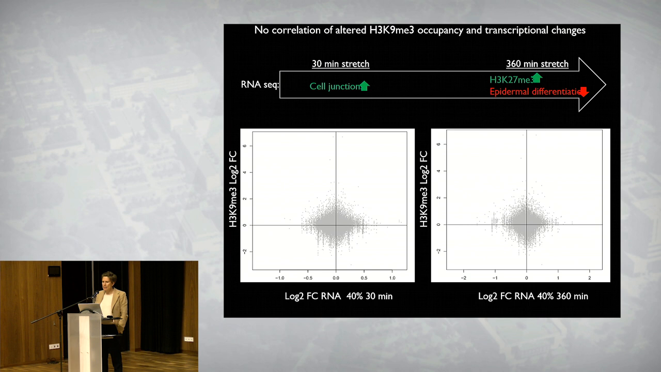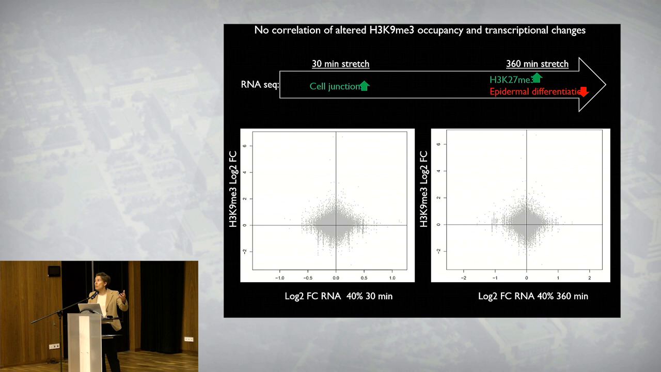And indeed, we again did some RNA sequencing, but this time we looked at much earlier time points. So the previous experiment was 12 hours. And now we see a more nuanced view of the transcription, where at 30 minutes we do see upregulation of certain genes which are related to cell-cell junctions and the actin cytoskeleton. So we have this transcriptional response to reinforce the cytoskeleton.